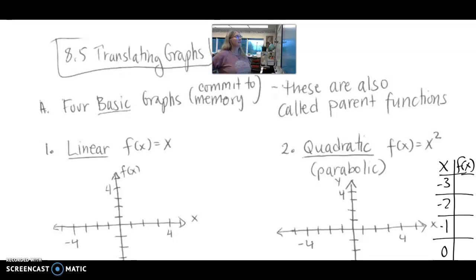Hello, in this video we are going to go over how to translate graphs, just some of the translations for the basic functions. So we're going to start out by looking at four basic graphs, and I want you guys to try to commit these graphs to memory to the best of your ability. The four that we're going to graph right now are called the parent functions for that family of functions. And basically it means it's like the most basic function for that type of function.